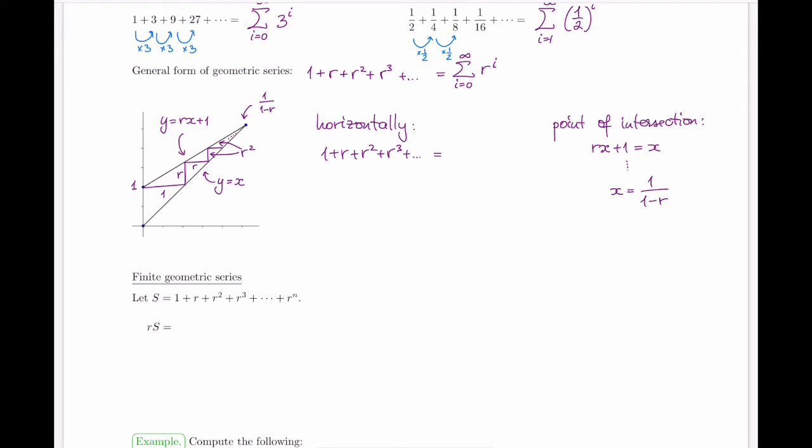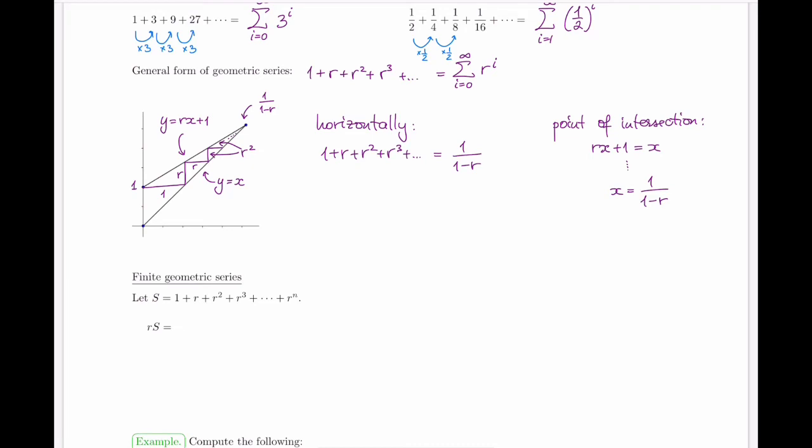Now, the horizontal displacement between here and here was equal to this, and the x-coordinate of this point is also that, which means that those two expressions have to, in fact, be equal. And here is where we arrive at our first formula for determining the sum of the geometric series. The sum of the powers of r from 1 all the way up to infinity, the infinite sum, is equal to 1 over 1 minus r.